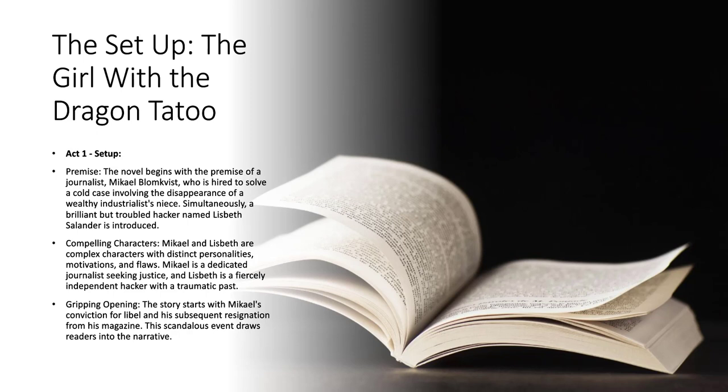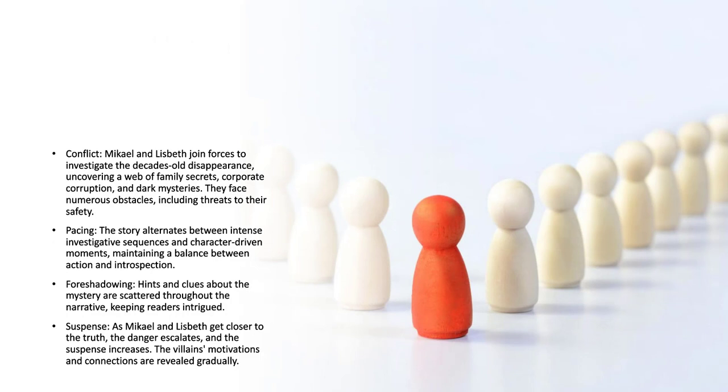Gripping opening. The story starts with Mikael's conviction for libel and his subsequent resignation from his magazine. This scandalous event draws readers into the narrative. So that's the triggering event. And after that, you have the conflict. So Mikael and Lisbeth join forces to investigate the decades-old disappearance, uncovering a web of family secrets, corporate corruption, and dark mysteries. They face numerous obstacles, including threats to their safety. So now you're starting the rising action to the climax.